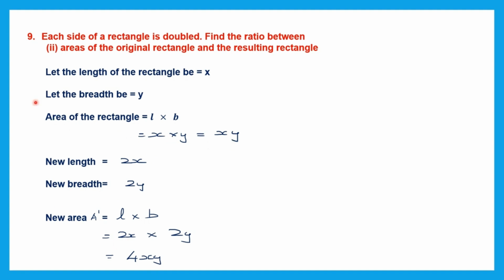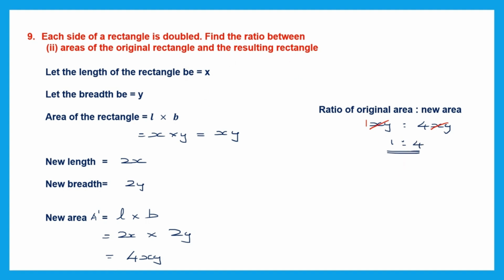Now let's find the ratio of the areas of the original rectangle and the resulting rectangle. So the ratio of the original area to the new area, and the original one is xy. So let's write xy, and the new area is 4xy. We can cancel out this xy and this xy. So here it is 1. So now the ratio is going to be 1 is to 4. So the ratio of the areas of the original rectangle and the resulting rectangle is 1 is to 4.